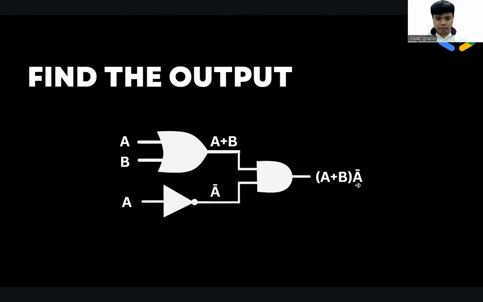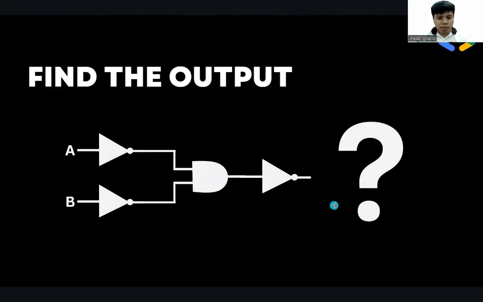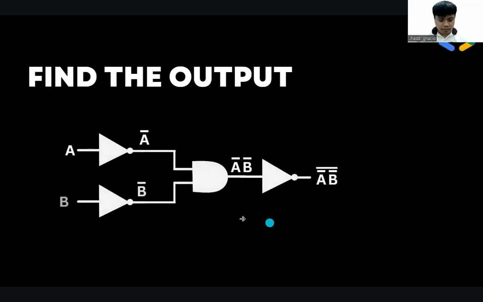Okay, let's try another example. Comment in the comment section what your answer is here. We have the inputs A and B. Now let's try to solve it. Let's go first to the input A. Input A is connected to a NOT gate, resulting in A bar. On the other hand, we have the input B. Input B is connected to a NOT gate, resulting in B bar.